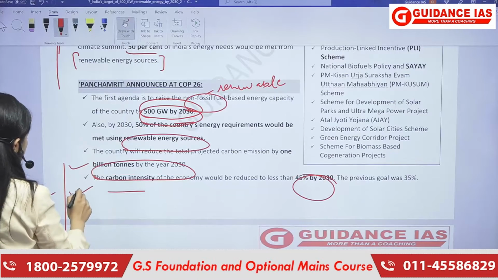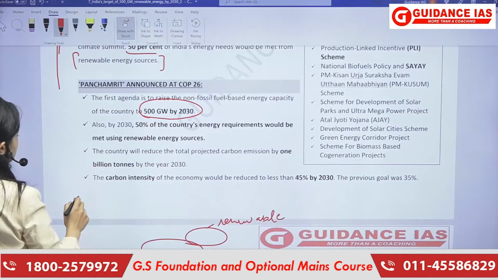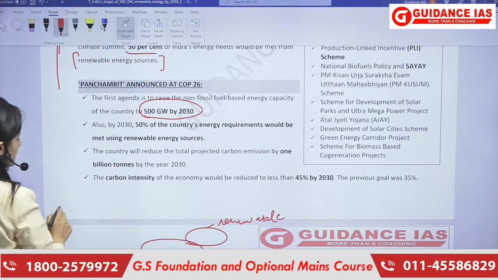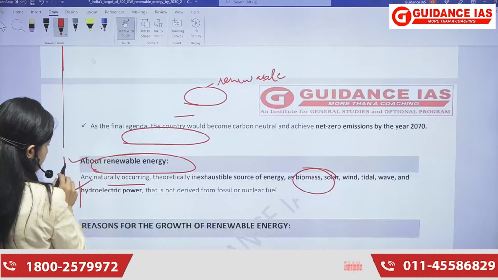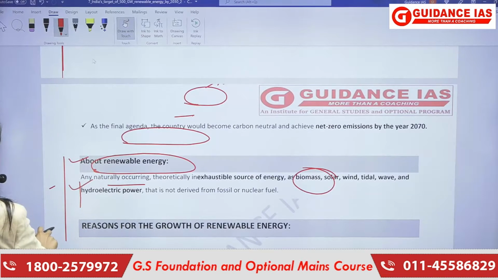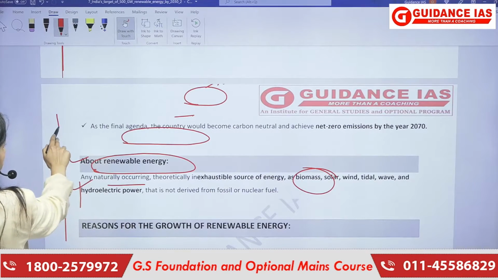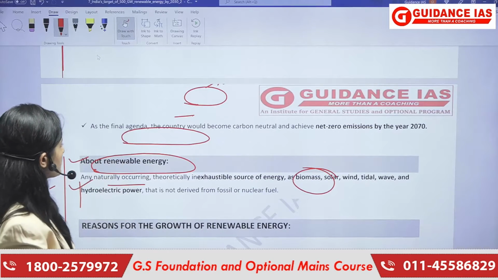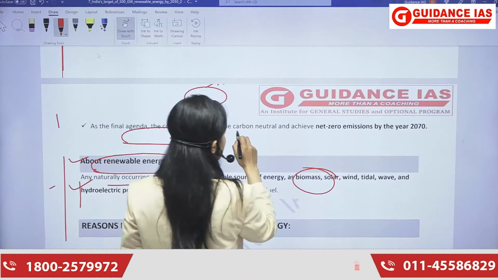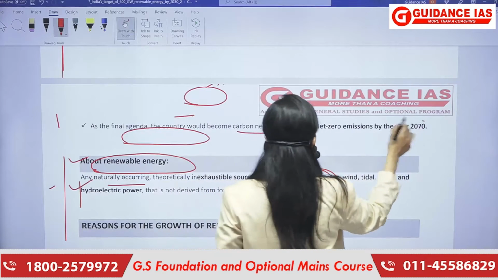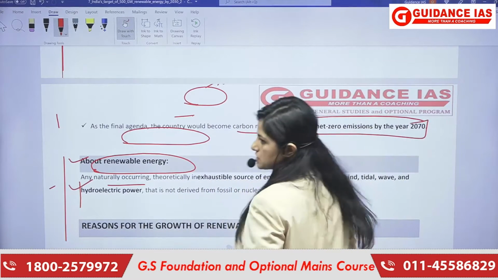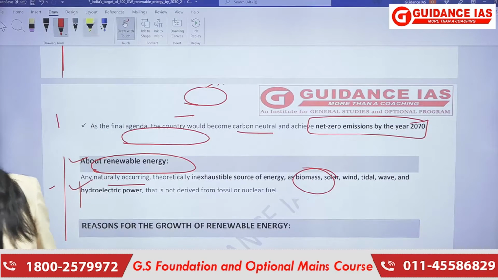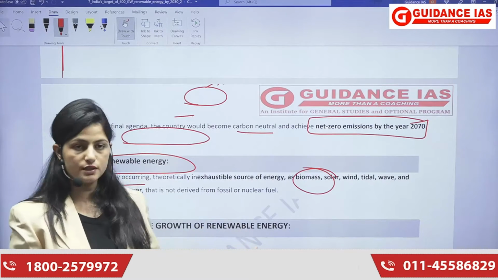The fifth point is, so the point number 5, or the fifth promise we did was, this was the fifth promise. The final agenda was the country would become carbon neutral and achieve net zero emission by 2070.